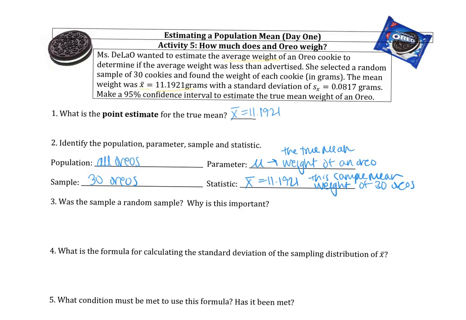Okay, was the sample a random sample? It was stated. Why is this important? Same as last time: generalization, representation of the population. All right, let's keep on going.